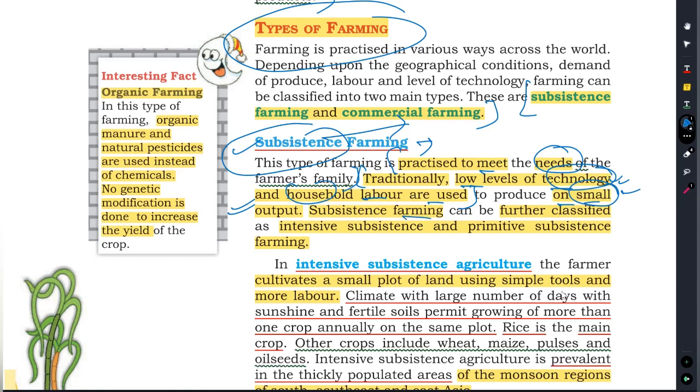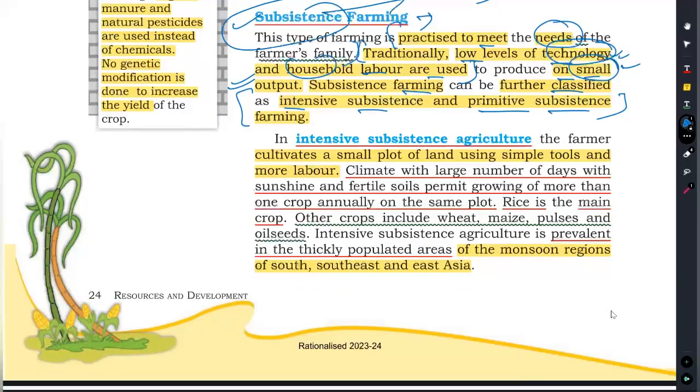This farming can be further classified into intensive subsistence and primitive subsistence. Let us now discuss what is intensive and primitive subsistence farming. See, the term intensive means more, right? What is the meaning of intensive? More. Here, the farmer cultivates a small plot of land, using simple tools and more labor. See, here the term intensive means more, right?